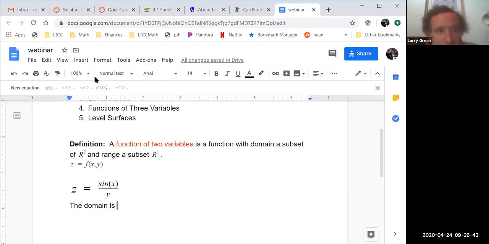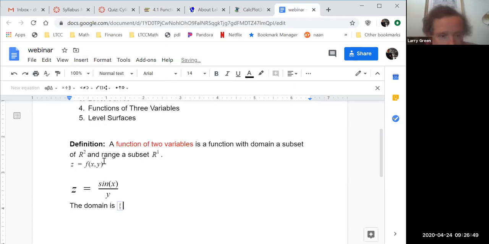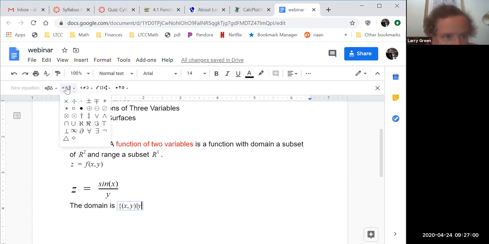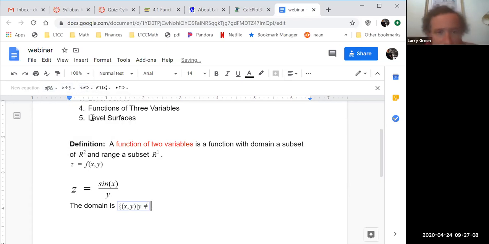So the domain is the set of all (x, y) such that y is not equal to 0. Okay, so it's important to understand the domain. You're not looking at numbers anymore now, you're looking at points. And domains can get complicated. This one's not too bad.